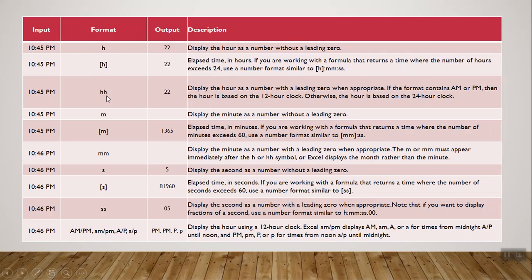Same as that, 2 times h displays the hours as a number with a leading 0, and a single h displays the hours as a number without a leading 0. Square brackets around m show elapsed time in minutes. Single s displays the seconds as a number without a leading 0, and 2 times s displays the seconds as a number with a leading 0. Let's take an example.